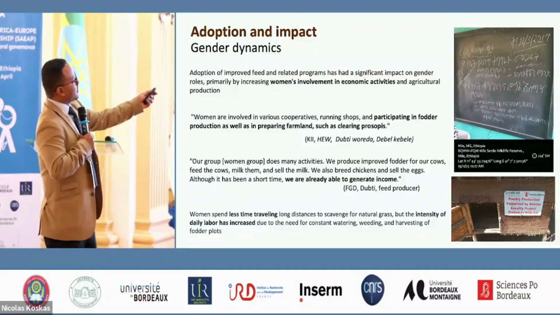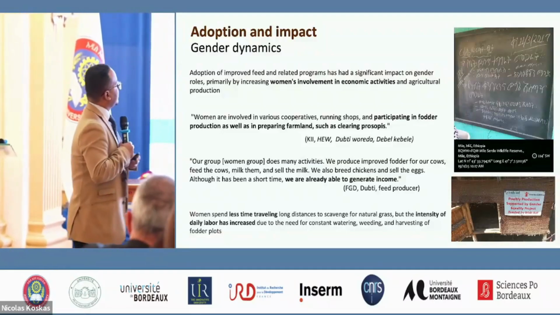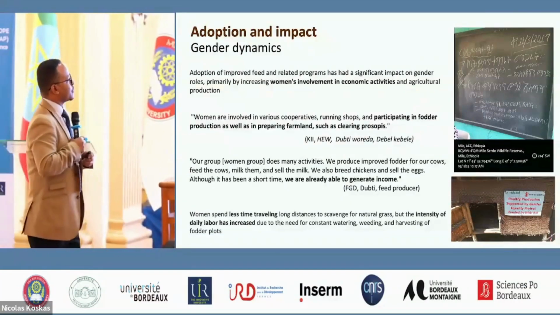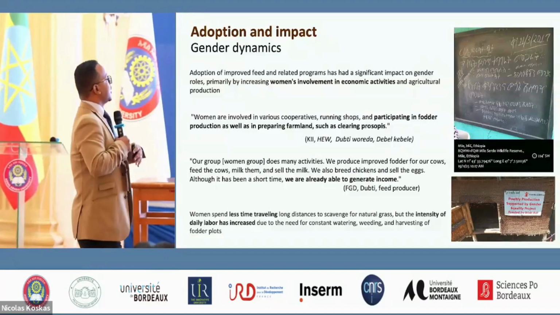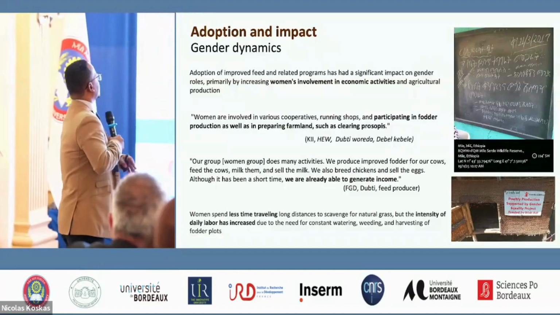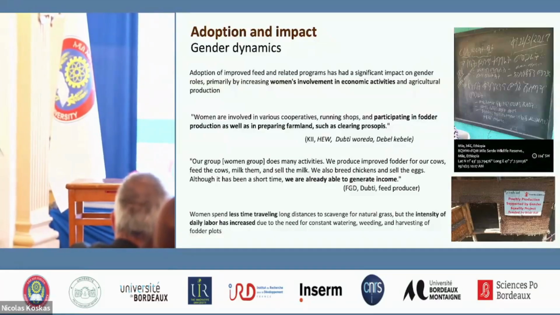A second illustrative quote, our group, so it's a women group that we've interviewed, say we do many activities. We produce improved fodder for our cows, feed the cows, milk them, sell the milk. We also breed chickens and sell eggs. Although it has been a short time, we are already able to generate income.